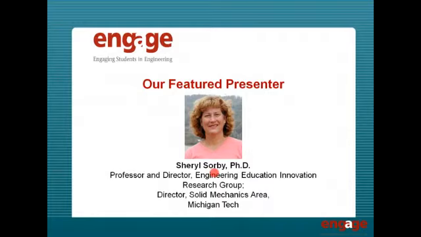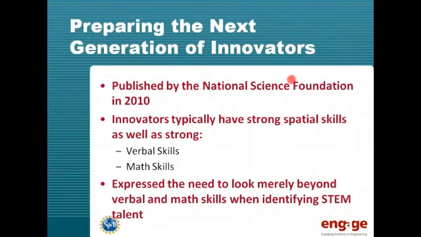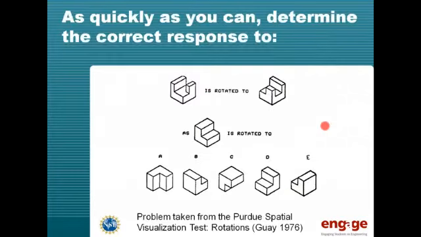Thanks for joining us. A recent report just came out from the National Science Foundation, and the title of the report is called Preparing the Next Generation of Innovators. And in this report, they bring out that innovators typically have strong spatial skills as well as strong verbal and math skills. And throughout this report, they express the need to look beyond verbal and math skills when identifying STEM talent, because spatial skills are so important to success.